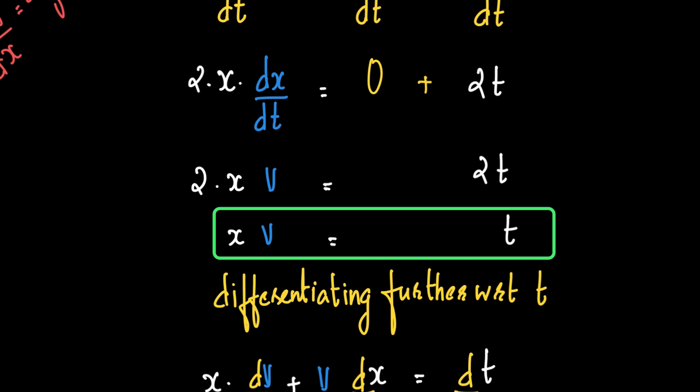Now, dx by dt we know is velocity. So we have 2x into dx by dt as 2x into v is equal to 2t. 2 upon 2 is 1. So we have x into v is equal to t. Now we'll differentiate this equation further with respect to t.